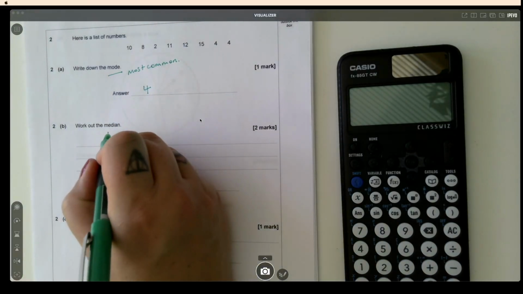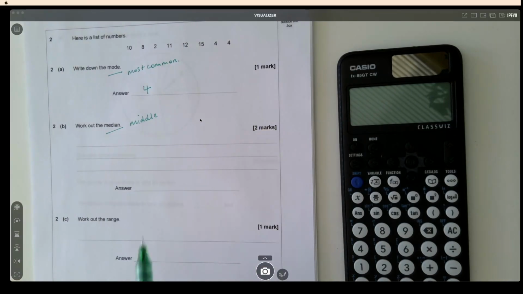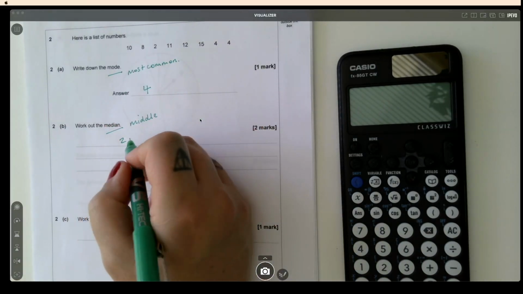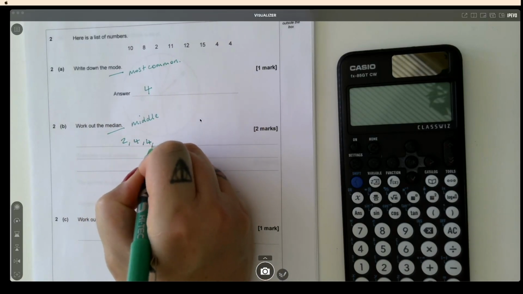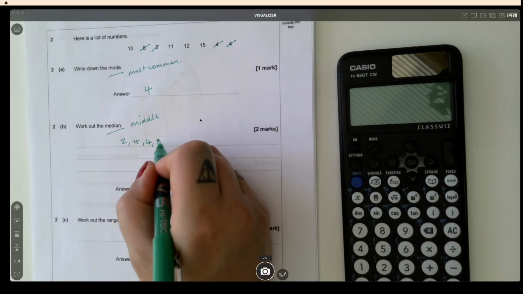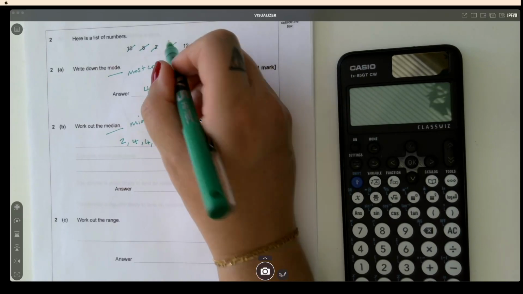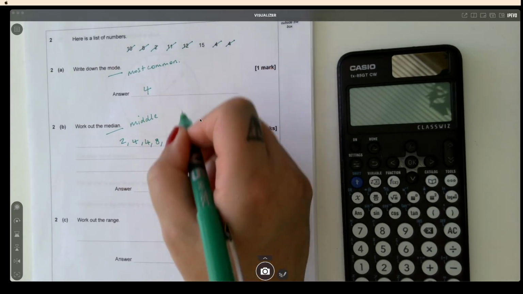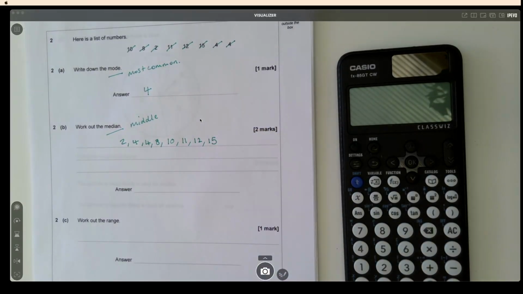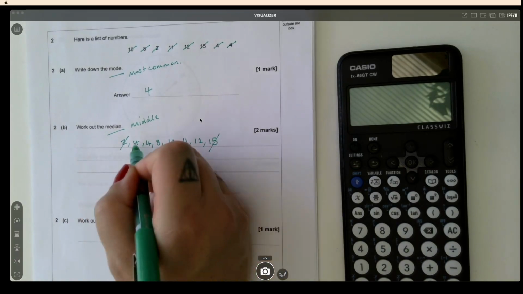2b, work out the median. Median is the middle of the data set. So I need to write these numbers in order. So 2, 4, 4, then it would be 8, 10, 11, 12, and 15. So now I'm going to cross off one from either side until I find the middle number.